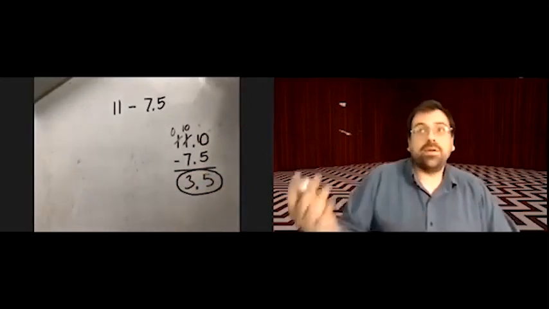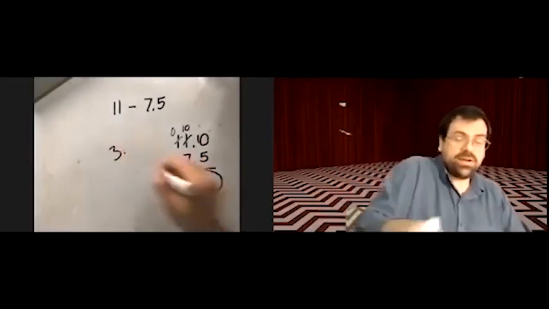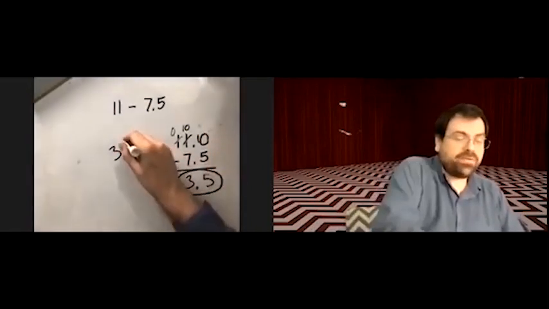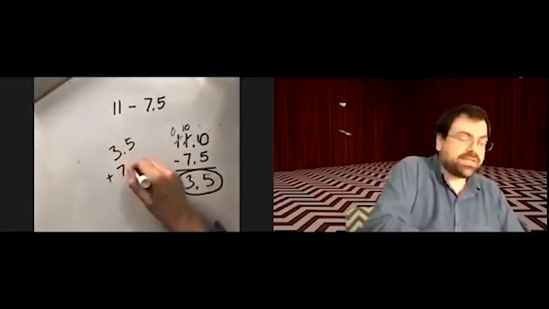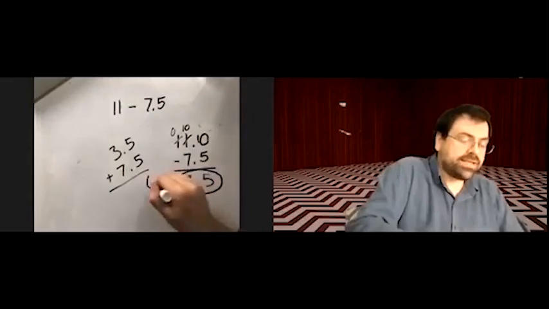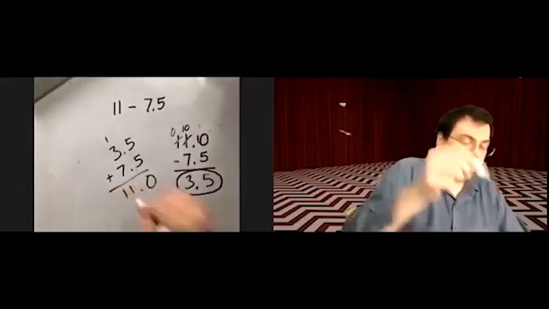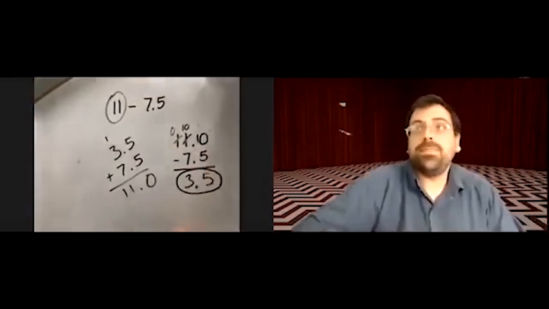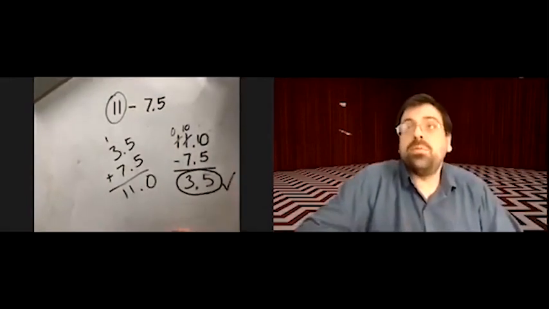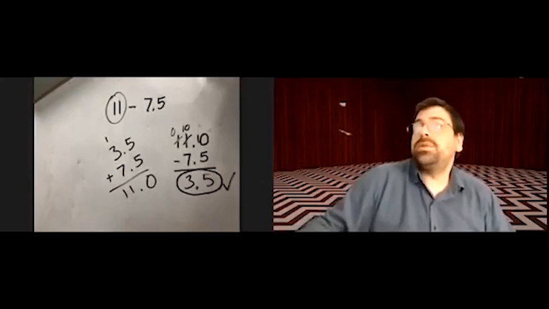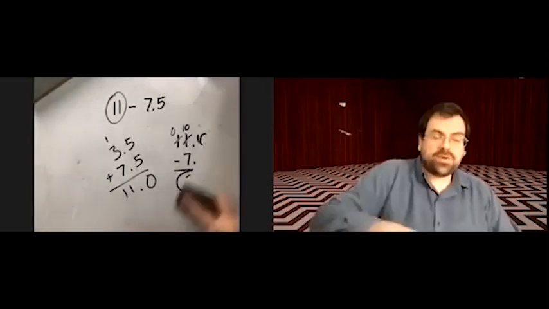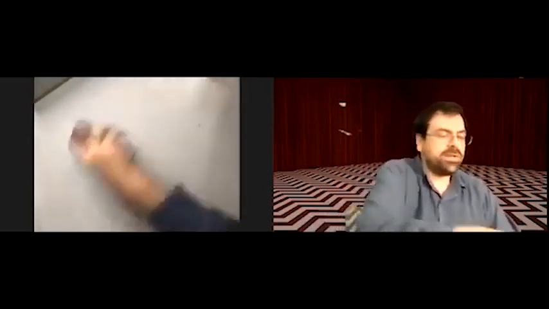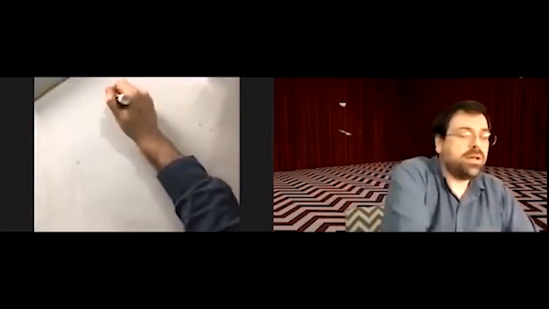would be the answer. We can check with addition if we want. Add up 3.5 plus 7.5, and what do we get? 11.0, which is 11. So 3.5 is the answer when we subtract. Let's do another one with subtraction, bigger numbers, missing digits.